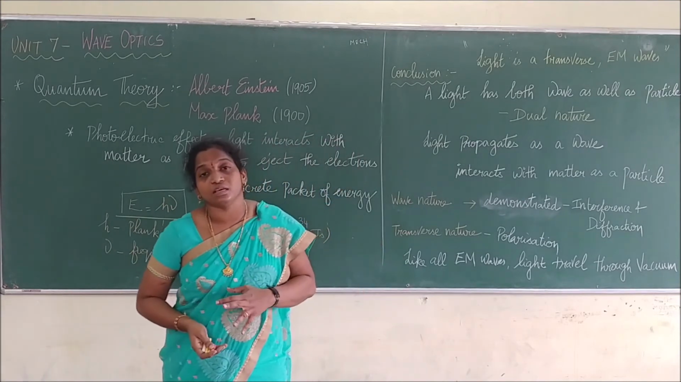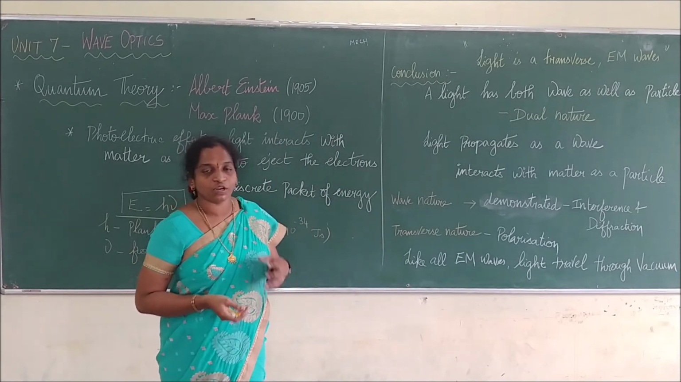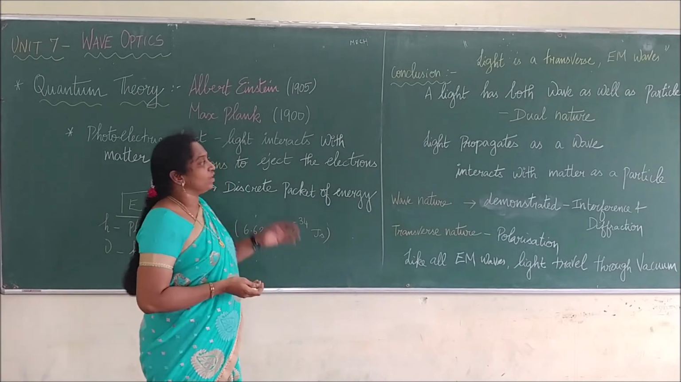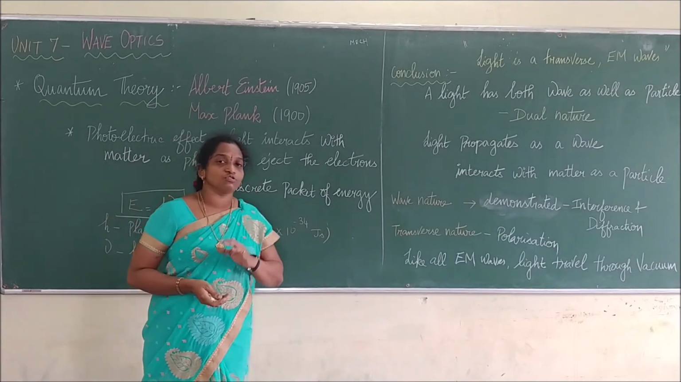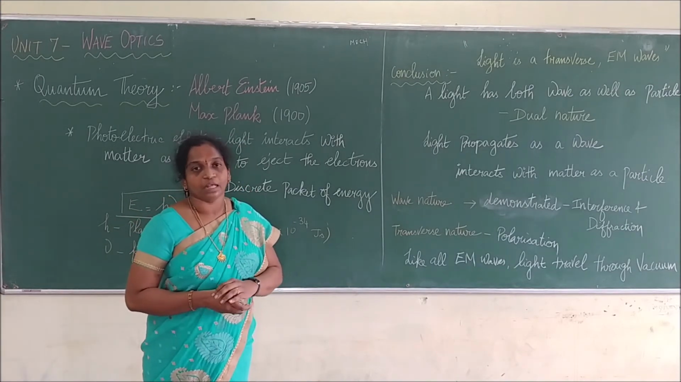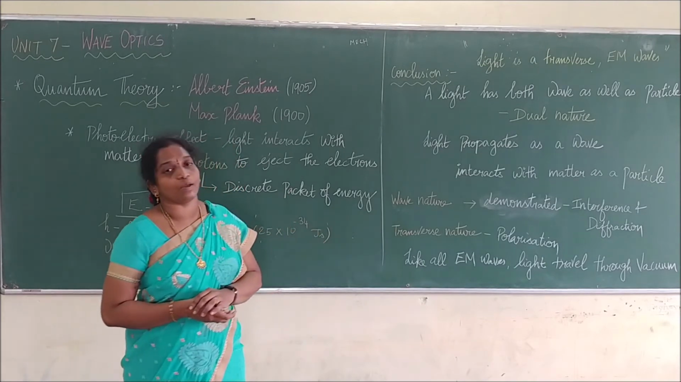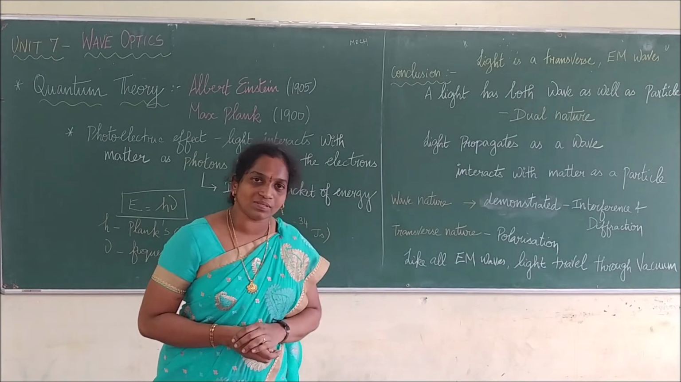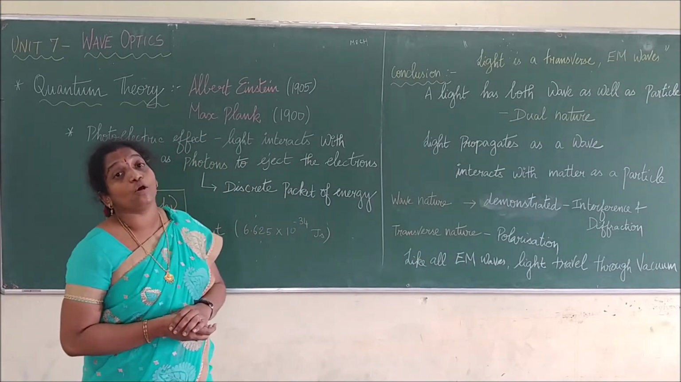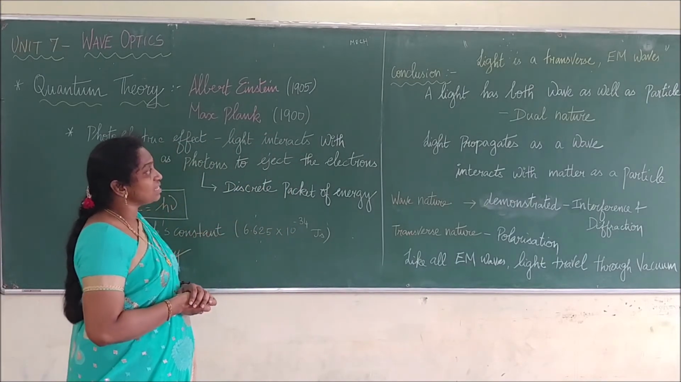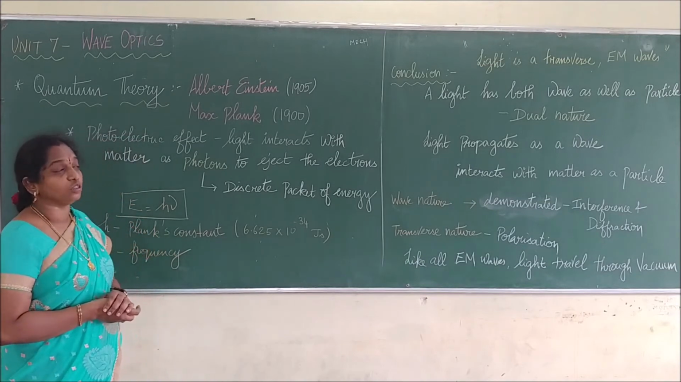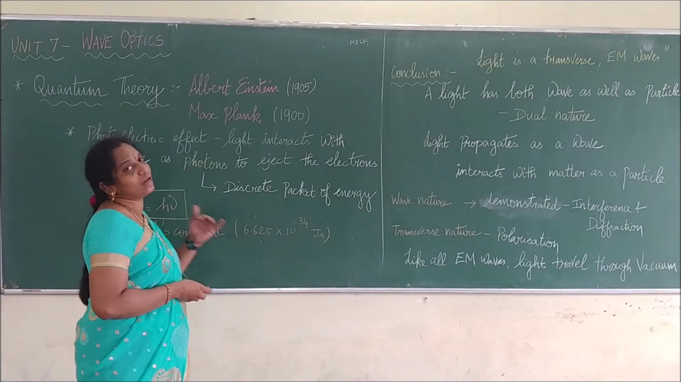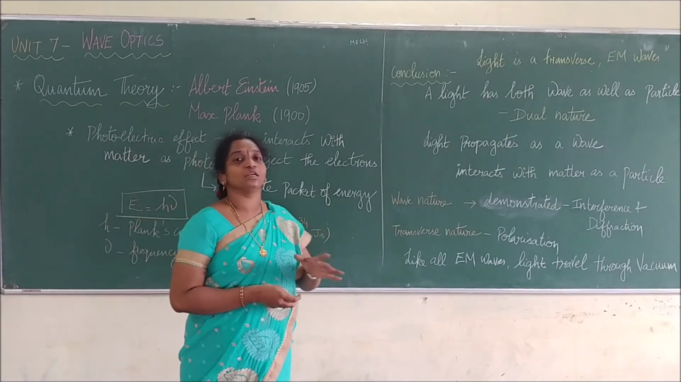From all this theory, what is the conclusion we learn from the theories of light? The conclusion is that light is transverse in nature and it is an electromagnetic wave, and we can say that light has both a wave as well as a particle nature. So that is the conclusion, right?